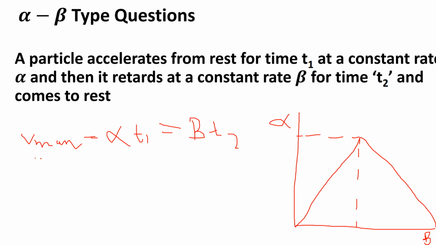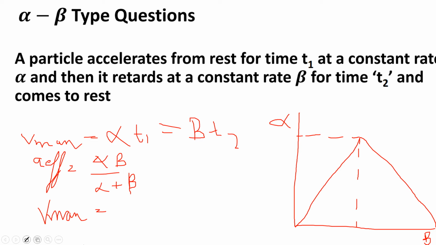Then we will find A effective. Now what will be A effective? It will be alpha beta upon alpha plus beta. And what will be the v max? V max will be A effective into total time. Okay?